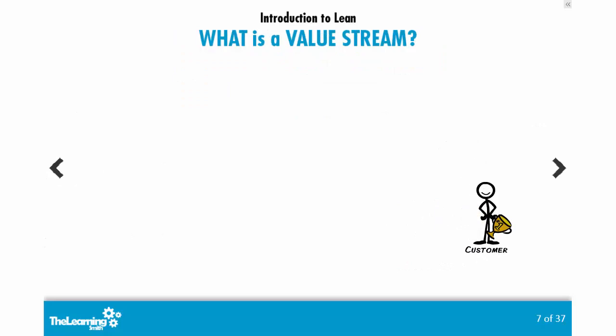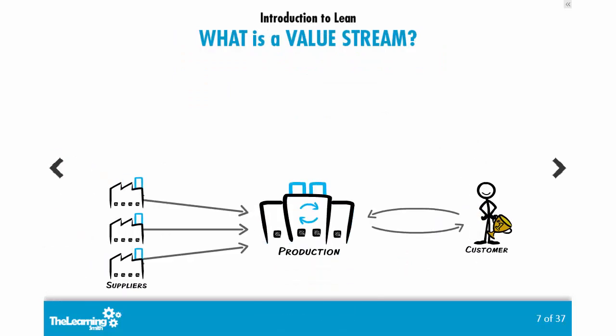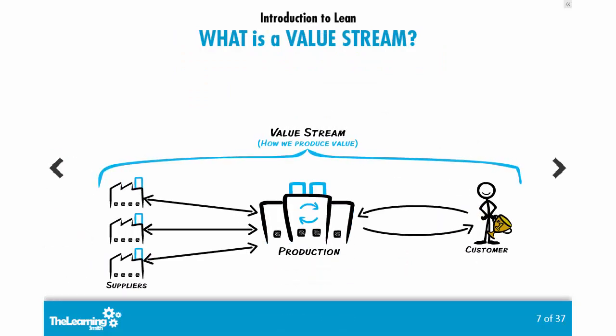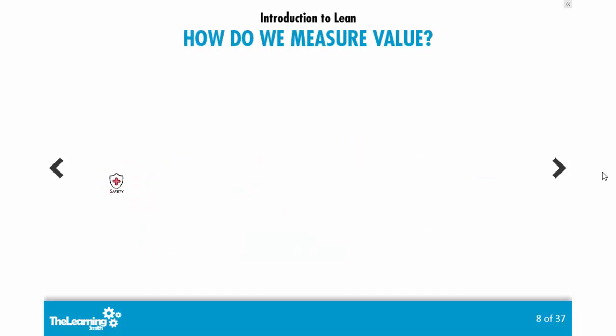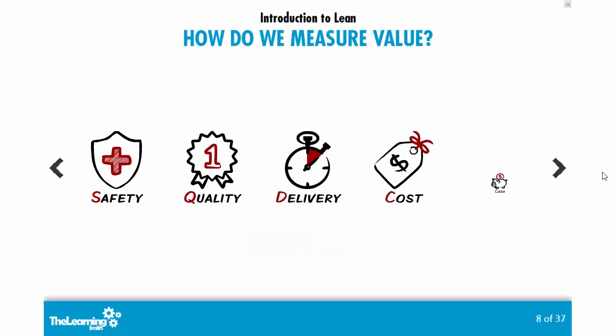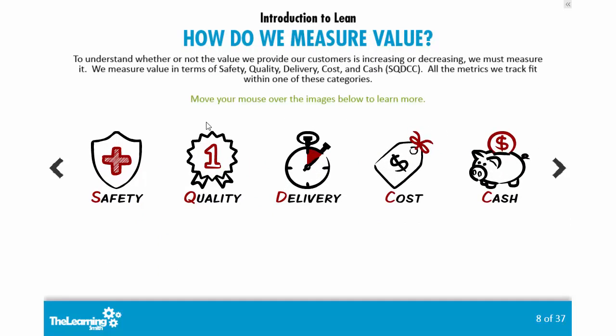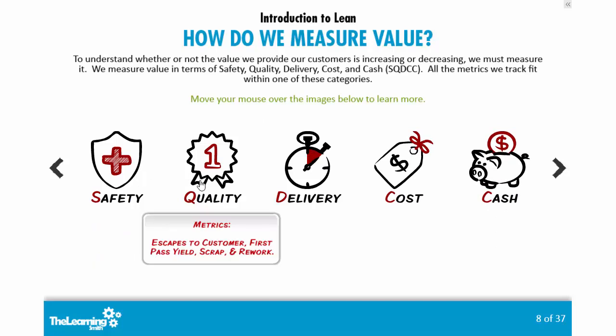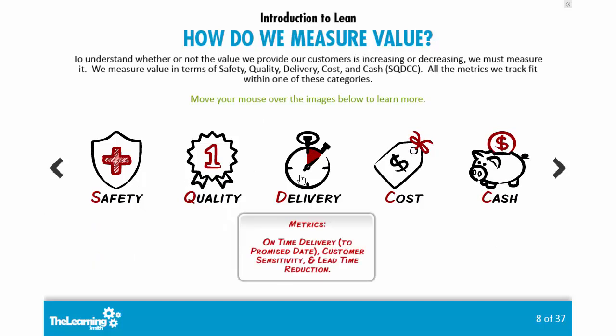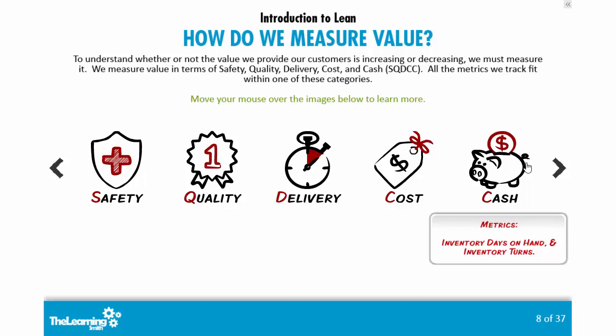The value stream is how we produce value. It is all the actions required to bring a product from concept to launch, or from order to delivery. We must have a detailed understanding of the processes we use to create value in order to improve. To understand whether or not the value we provide our customers is increasing or decreasing, we must measure it. We measure value in terms of safety, quality, delivery, cost, and cash. All the metrics we track fit within one of these categories.